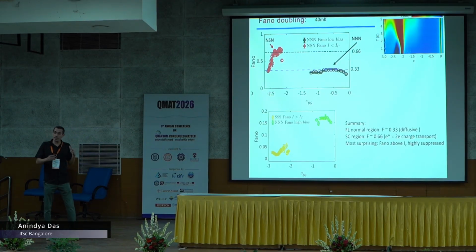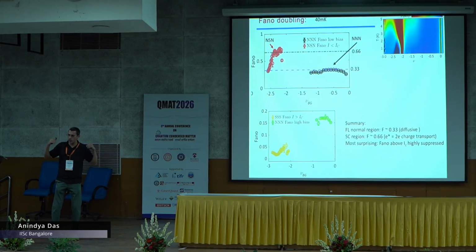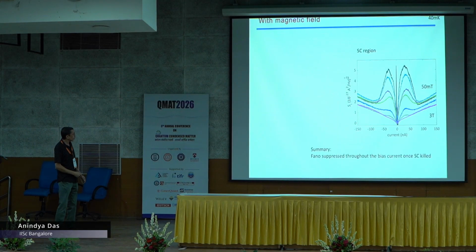However, this is in a highly non-equilibrium situation, because you are passing a very large current, and above the critical current you have a suppressed Fano. So, of course, the immediate question is: apply magnetic field, kill superconductivity, and see what happens. And this is the data now. This is the increasing magnetic field, the noise I am showing. This is 50 millitesla, the 0.66 Fano I was talking about. And you can see that as I increase it, above Ic you see the suppressed Fano, but the inner Fano is decreasing now, because you are about to kill the superconductivity.